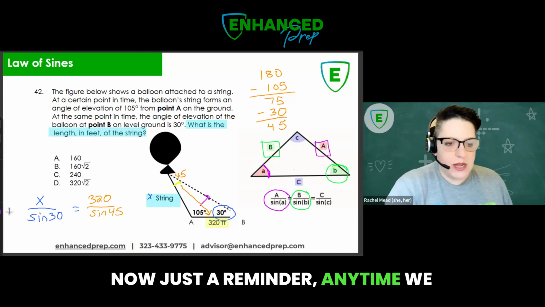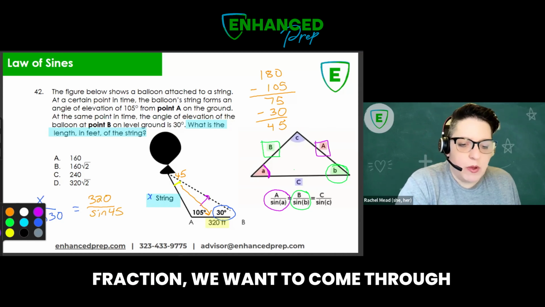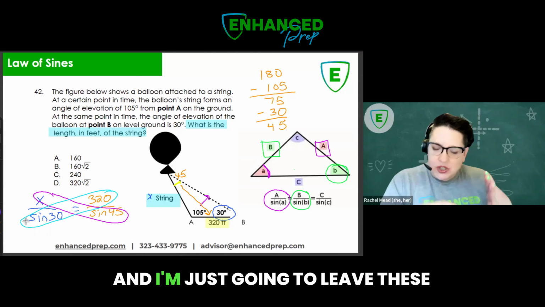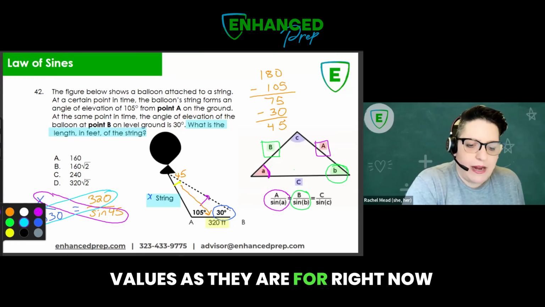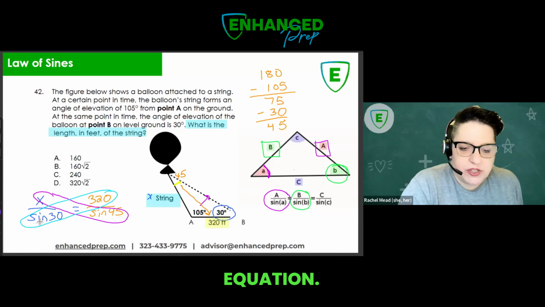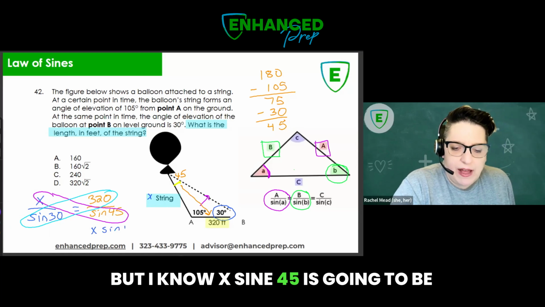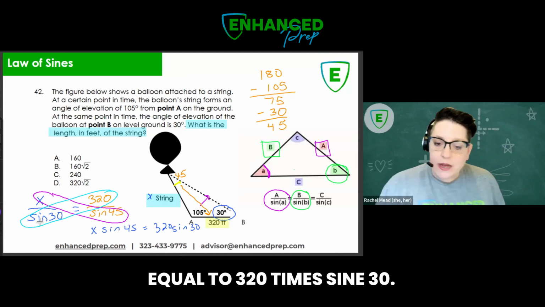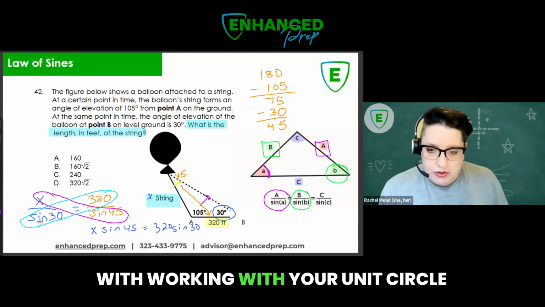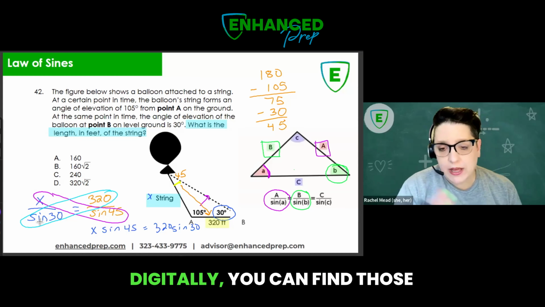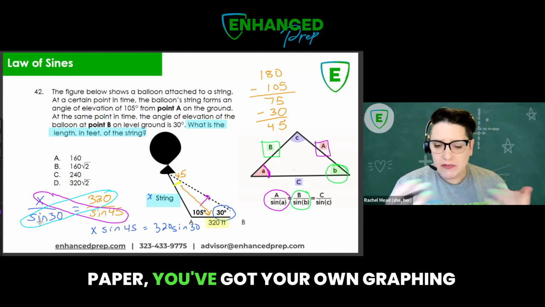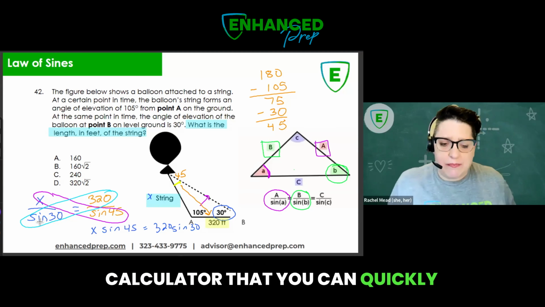Now, just a reminder, anytime we have a fraction that equals a fraction, we want to come through and cross multiply in order to clear out our fractions. And I'm just going to leave these values as they are for right now while I work on simplifying my equation. But I know x times sine 45 is going to be equal to 320 times sine 30. Now, some of you might be familiar with working with your unit circle where you know sine 30, you know sine 45. If you're taking the test digitally, you can find those values using the Desmos app. If you're taking it pencil and paper, you've got your own graphing calculator that you can quickly plug these into.